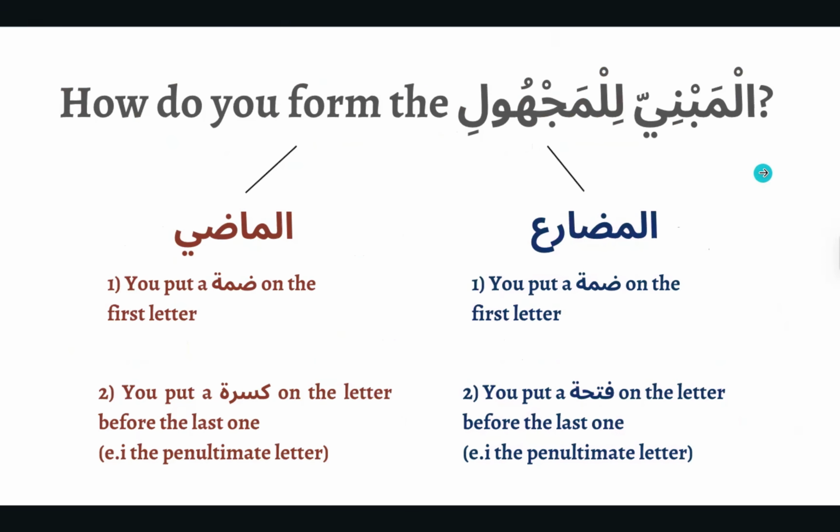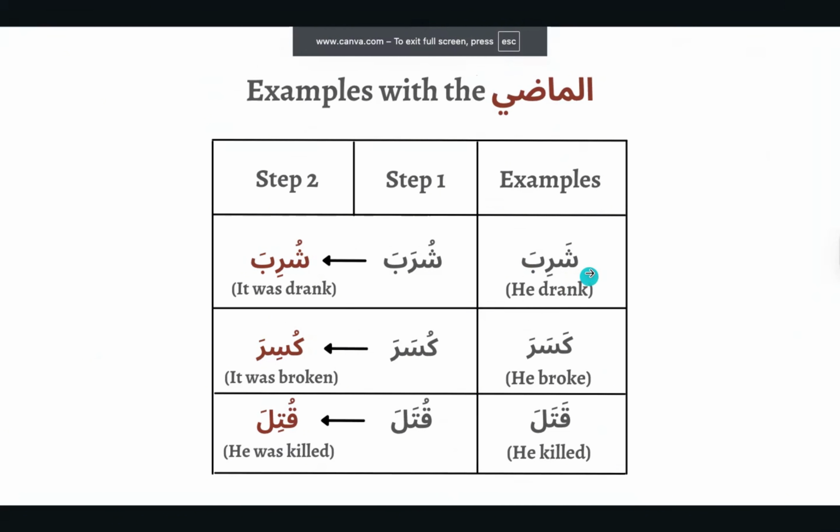So now, how do we actually form the majhul form, the passive form? It's very simple. For the madi, you put a dhamma on the first letter, and then you put a kasra on the letter before the last one, so the penultimate letter. For the mudari', you put a dhamma on the first letter, and then you put a fatha on the penultimate letter. I'll give you examples. So for example, shariba is a past tense verb.